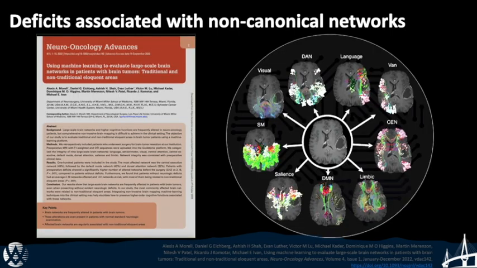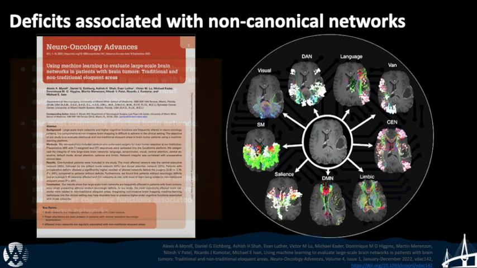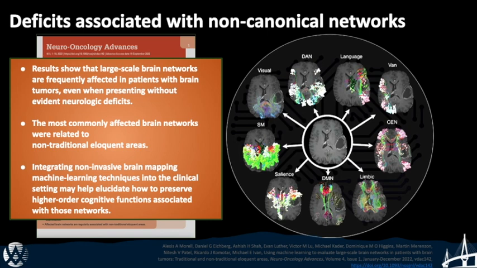And this is a study that came out of the University of Miami group using the specific software that I'm discussing today, showing, again, deficits associated with injury to non-canonical networks. And in fact, not just injury, but even before surgery, if patients are getting neurocognitive evaluations before surgery related to tumors in specific areas of the brain, they have cognitive dysfunction from impacting these networks.